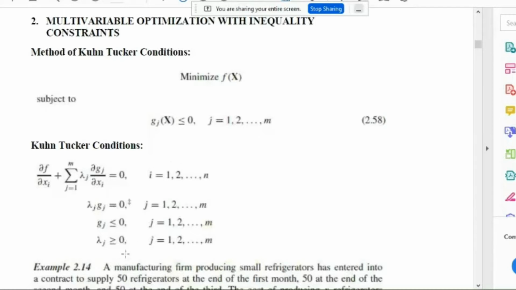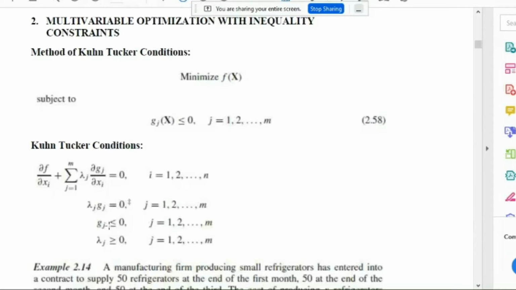Then here one thing we have to remember: the problem is minimization type and the given constraints are less than or equal to type. So here lambda j must be greater than or equal to 0. If the problem is minimization type, the first two Kuhn-Tucker conditions are common for all four possible cases, whereas the last two will change. So for a minimization type problem, if the constraints are less than or equal to type, then lambda j should be greater than or equal to 0.